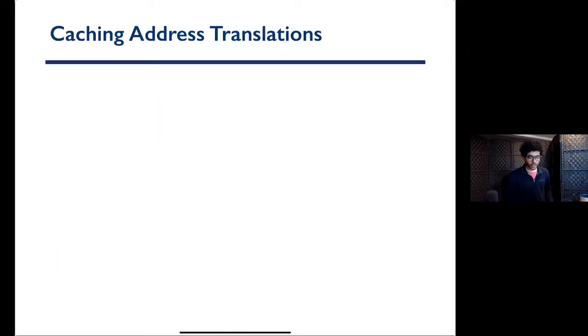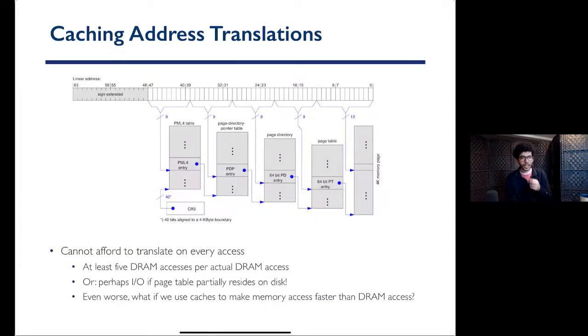Now, here's where we're going to go back to the discussion of address translation. Now that we have talked about caches, we're going to see if there is any way we can use the idea of caching for address translation. Now, what is the problem with address translation?